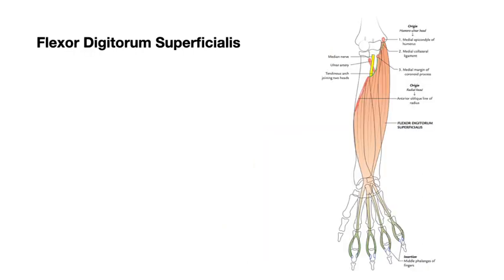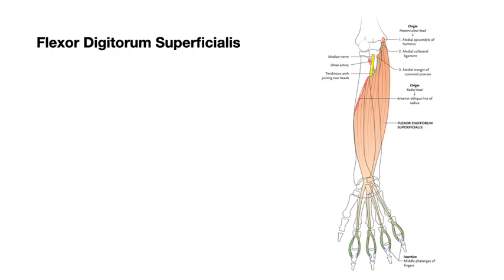Flexor digitorum superficialis, the largest muscle. As the name says, flexor compartment, digitorum going to the digits, and a superficial muscle. Some people usually classify this muscle as the intermediate layer. So when we say flexor digitorum superficialis is in the superficial group of muscles, that is also right, and if you say that it lies in the intermediate layer, that is also okay.